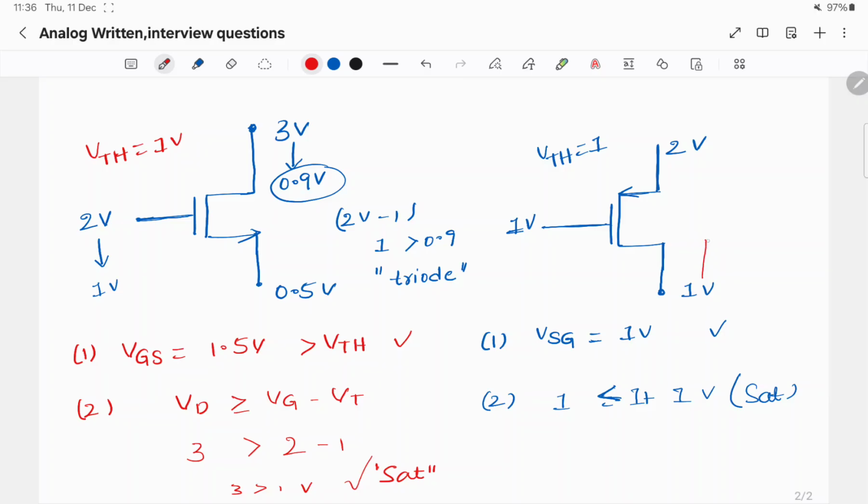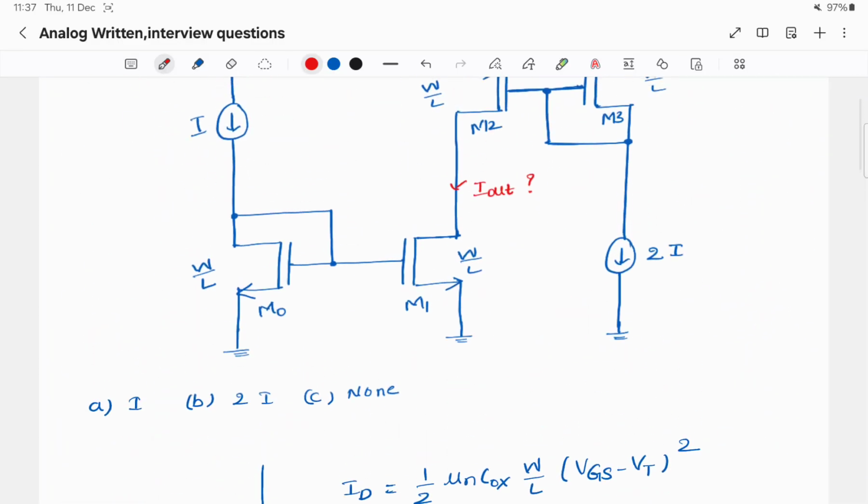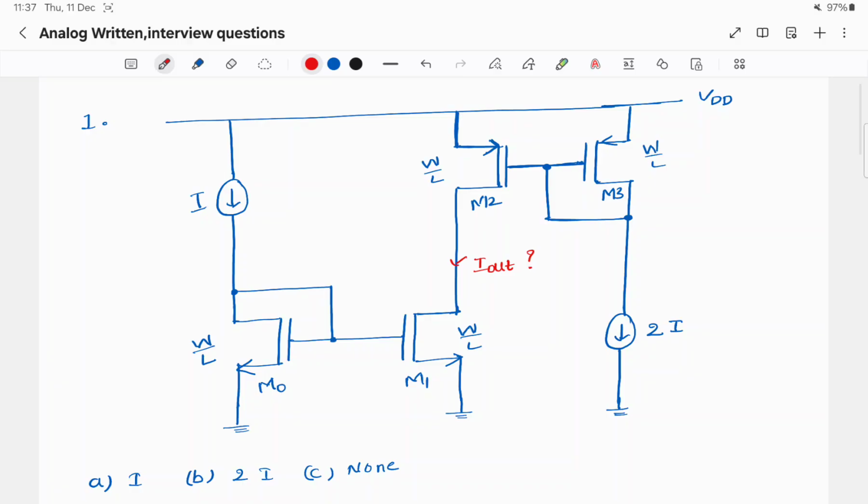If this node potential goes to 3 volts, here for PMOS VD can go 1 VT above VG. VG is 1 volt, so it can go up to 2 volts. If it goes to 3 volts, it will be in triode region. The second condition will not be satisfied. So these are the basics needed to determine whether the transistor is in saturation or triode.